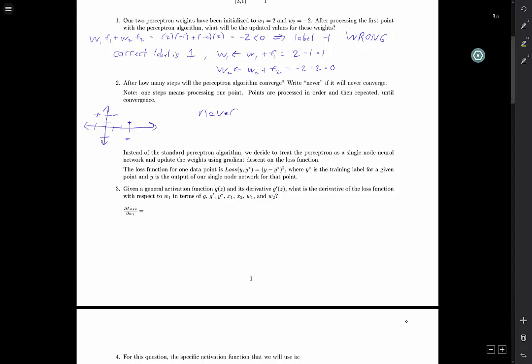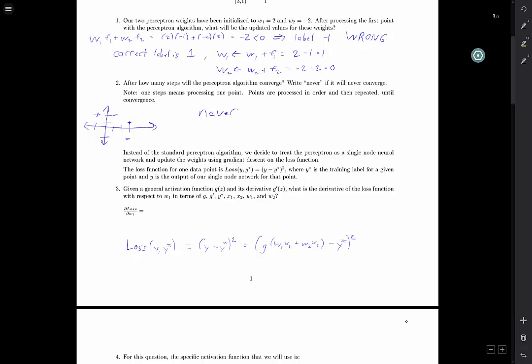So first, let's write out what the loss function is. The loss function of y and y star, well, they already told us that it's y minus y star squared. But what is y? Well, y is our guess. So it's some function g of our dot product, w1 x1 plus w2 x2, minus y star, squared.